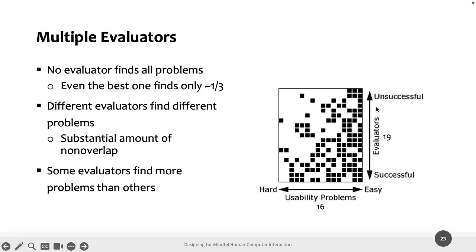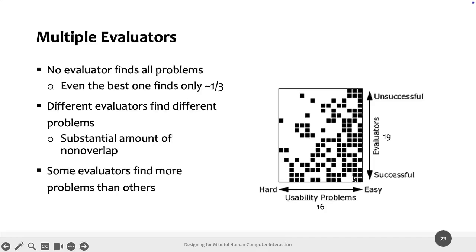Different of course, you can see this in the chart. Here are the evaluators, 19 evaluators, and here are the 16 usability problems included in the interface. So we can see that different evaluators find different problems. So this magic number cannot be 1. But there are some evaluators that find more problems than others.